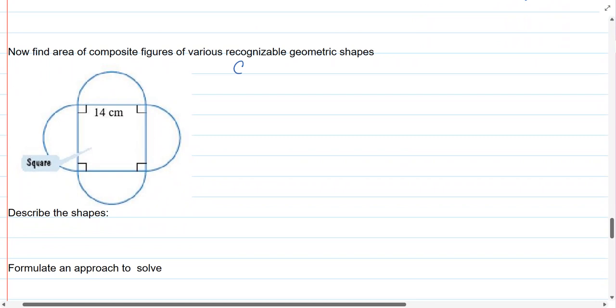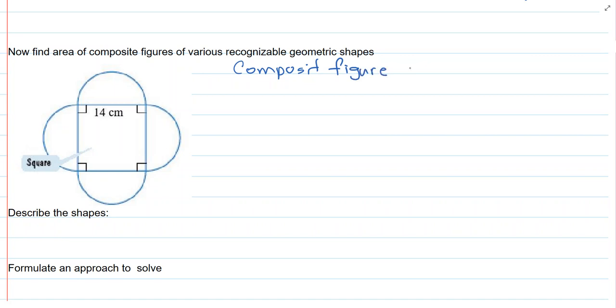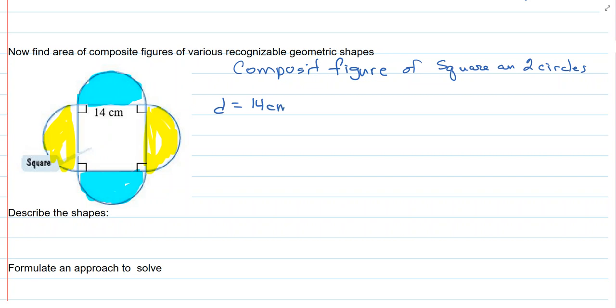Now we have a composite figure of a square and two circles. Okay, this part here and this part here create a circle. And this part here and this part here create a circle. And we're told there's a square in the center. So we know then that the diameter is 14 centimeters and that the radius is 7 centimeters.